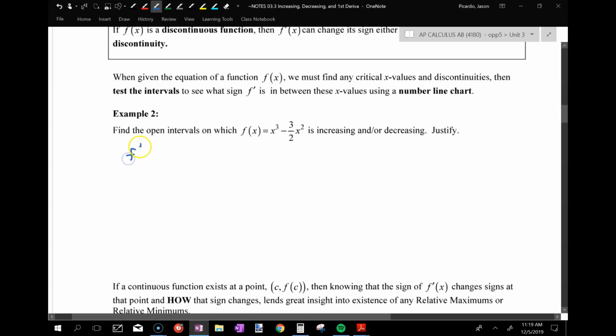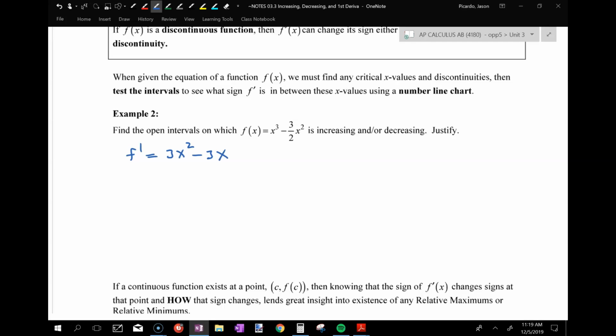So we're going to take our derivative. All right, so there's my derivative. And what do I know about the derivative? The derivative gives me critical values when it equals 0 or doesn't exist.